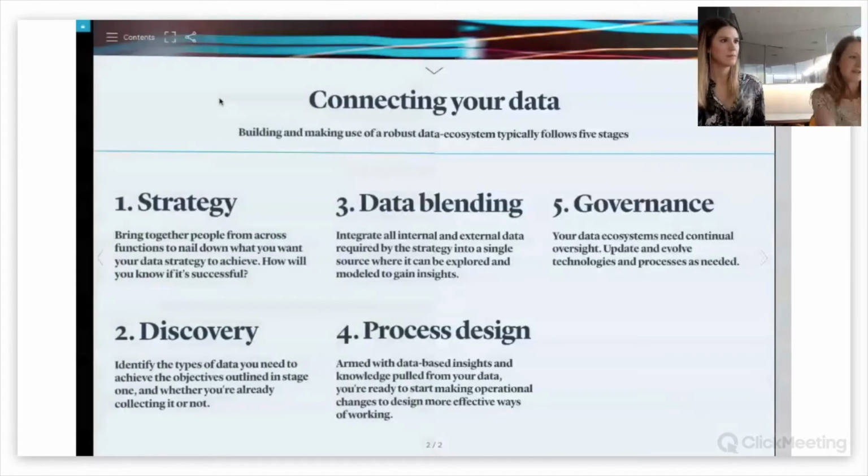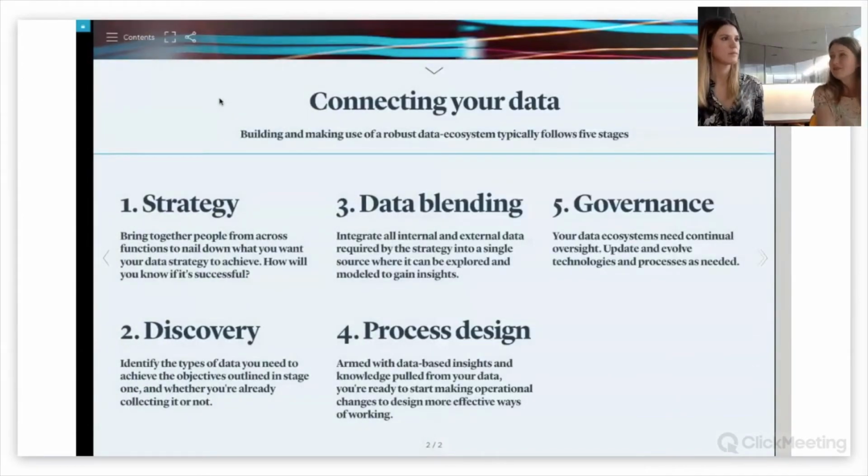We have looked into the general steps that this requires, speaking very broadly. So the starting point, as with most things, is nailing down some kind of strategy. So bringing together people from across all these different functions I just mentioned, and nailing down what you want your data strategy to achieve. What do you want to be able to do with the data that you have? And how do you know if you've been successful? And then figuring out, in order to be successful, are there any holes in the data that we have? What do we have currently? It's the discovery section. Are you collecting everything that you could be collecting?